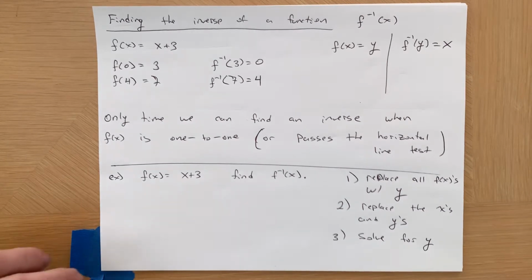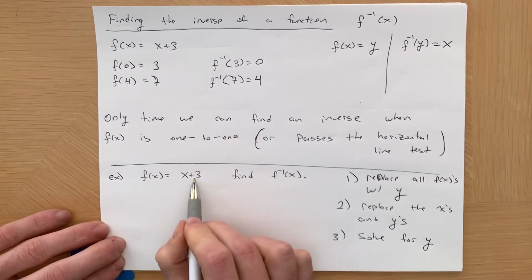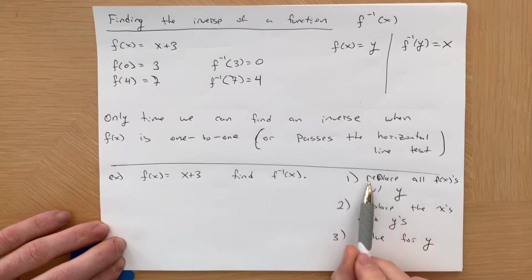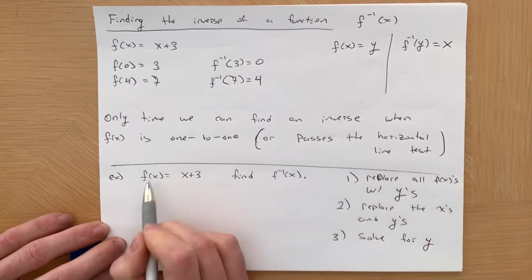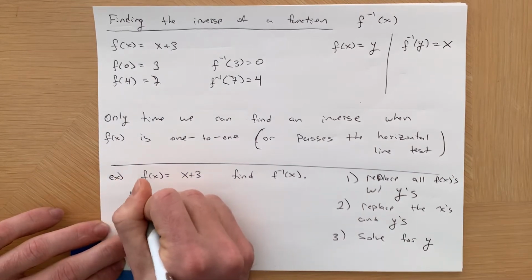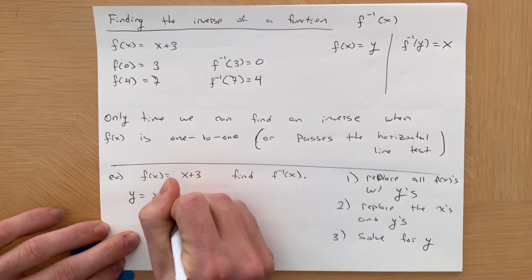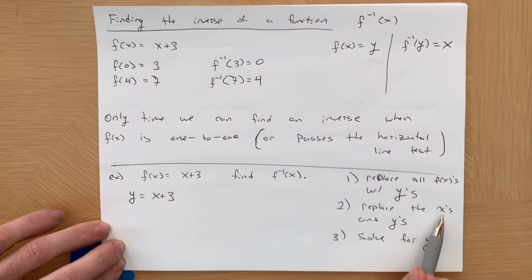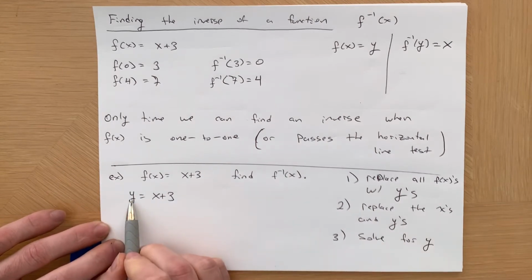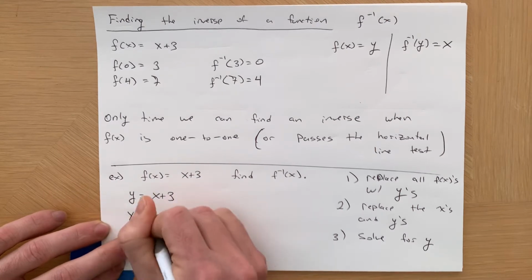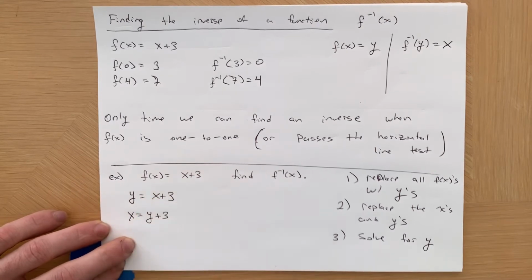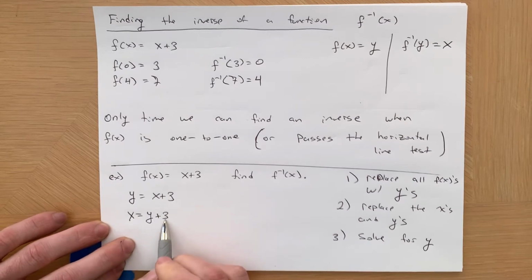These 3 steps are going to be the same to find the inverse for any type of function that we're dealing with. So for this one, f of x is equal to x plus 3. The first step is replace all the f of x's with y's. Here's an f of x, let's put a y here. So we're going to have y is equal to x plus 3. The second step is replace the x's and the y's. If we see a y, we're going to put an x. Here's an x, now we're going to write a y, plus 3. Everything else is the same.